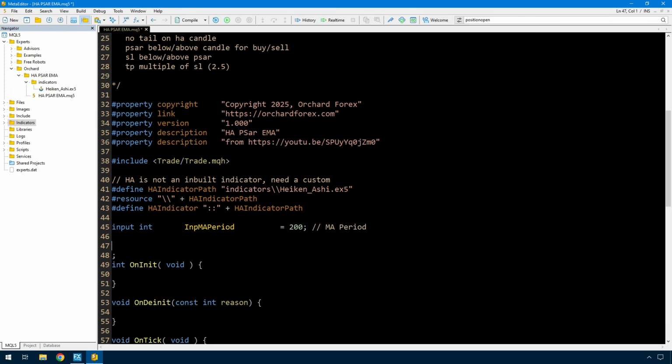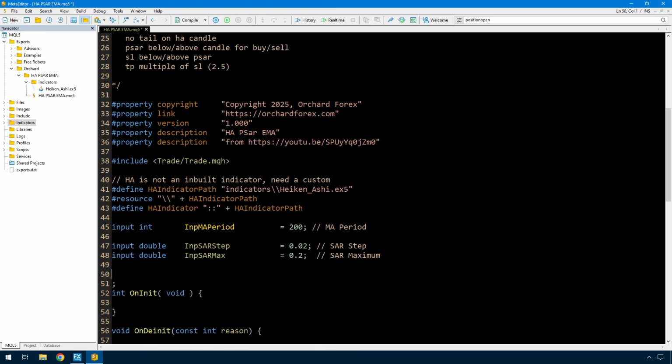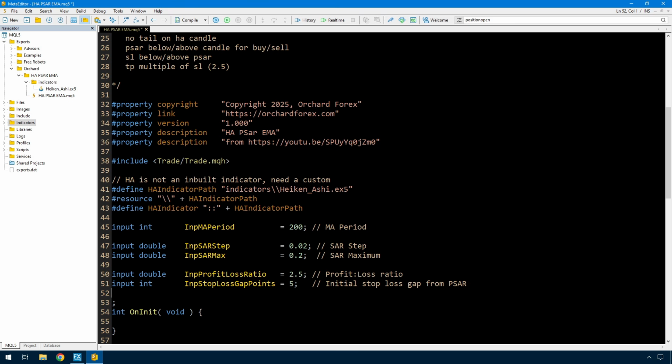Then I need some inputs. So the moving average is an exponential moving average on close. So the only input I'm adding here is the period, default of 200. And the inputs for the SAR, there's the step and the max, and these are just the default values, but I've left inputs for them. There is no input for Heikin-Ashi, so I won't worry about that.